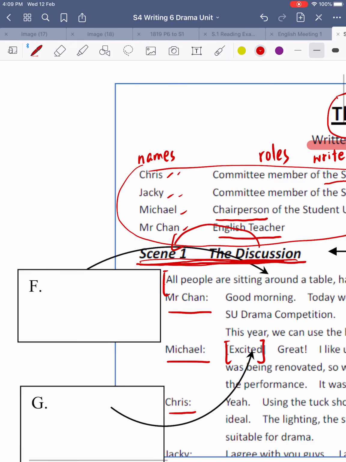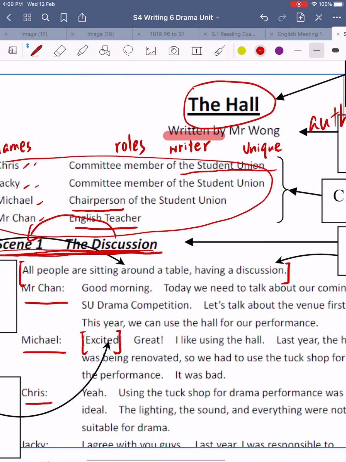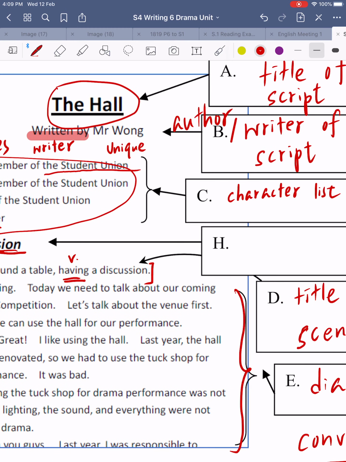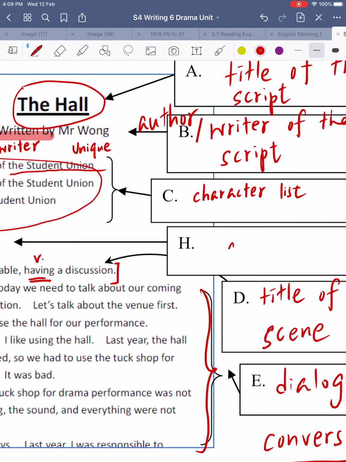That's why this part tells you the position of the characters. Then what are the characters doing? You can see having a discussion. And having is a verb here. That's why this part is about action.